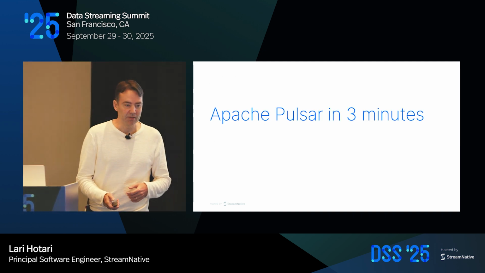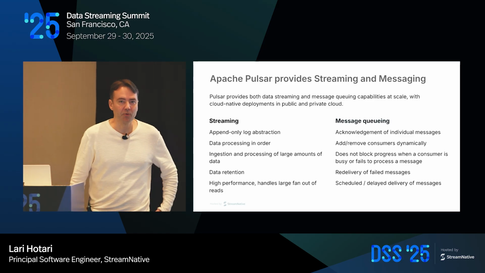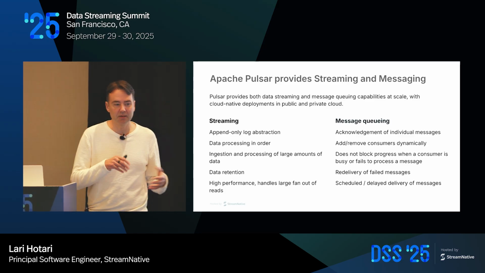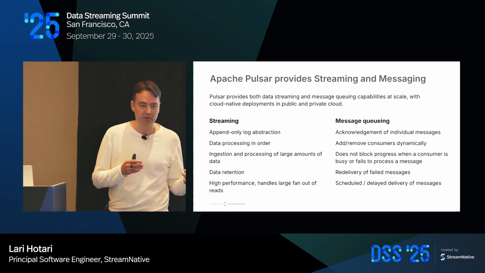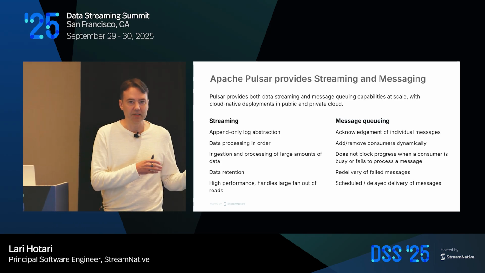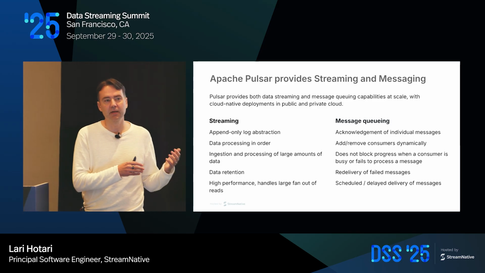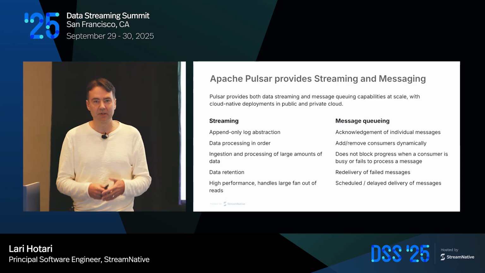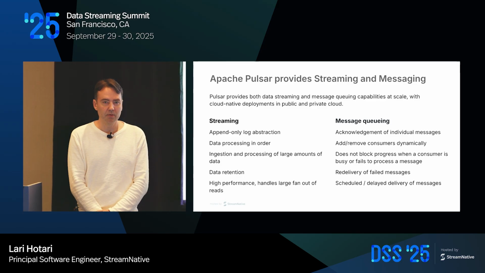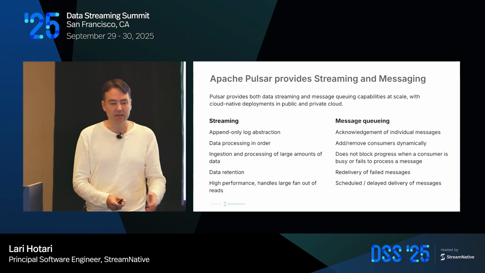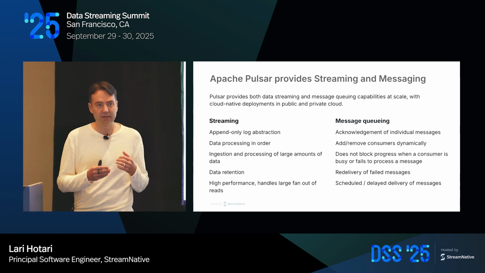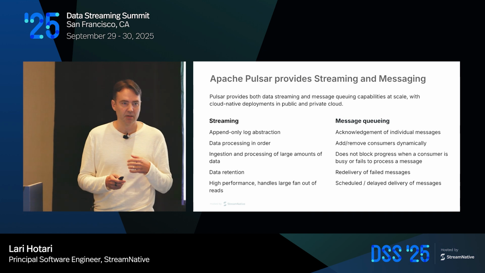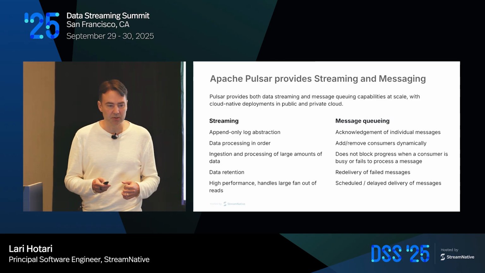So Pulsar in 3 minutes. Apache Pulsar provides streaming and messaging in the same platform. So you get both the features that you commonly see in, let's say, Kafka, and then the message queuing features, like, for example, popular platforms like RabbitMQ. And so in Pulsar, you get both. And one differentiator there is that Pulsar has per message acknowledgments. So that enables these message queuing features.